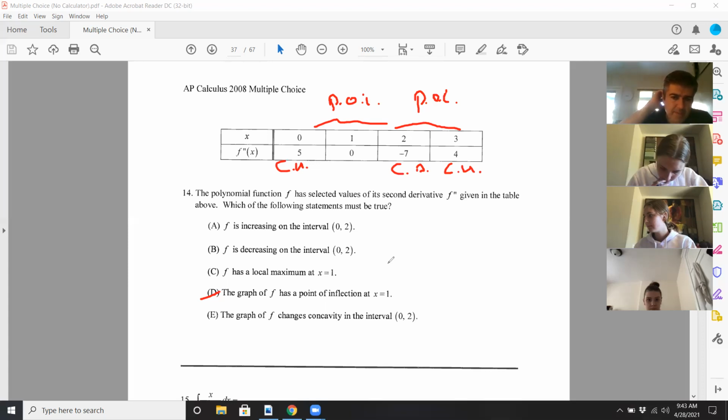I'm kind of liking E though. I think the concavity is going to change because it was positive at 0, negative at 2. This is looking pretty good to me right now. Is it a local max at x equals 1? I need f prime to go from positive to negative. I don't have f prime, I have f double prime, and f double prime doesn't tell you much about f prime. Is f decreasing? That's if f prime is negative. I don't know. Is f increasing? I don't know. Is f prime positive? I just don't know. So it's got to be E. So it's E for that one.